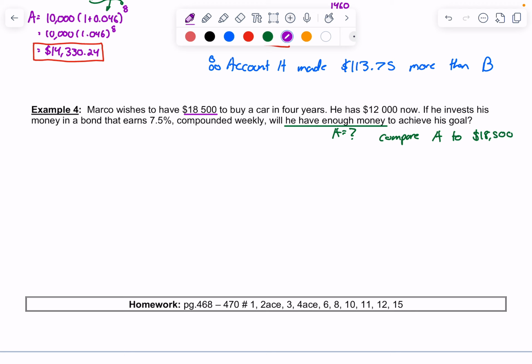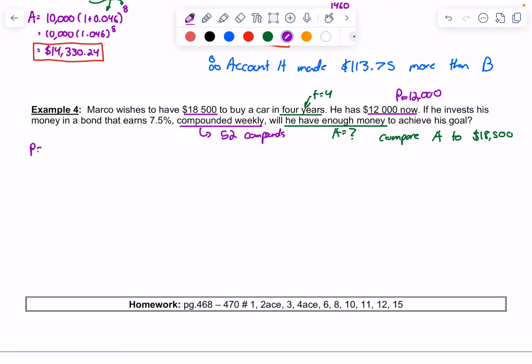So he has 12,000 now, right? That's why I adjusted my principal. So now P is 12,000. All right. Still 4 years, so T is 4. He invests the money into a bond that earns 7.5% compounded weekly, okay, so compounding weekly means there are going to be 52 compounds in a year. So that means we need to adjust all of our I and our N.